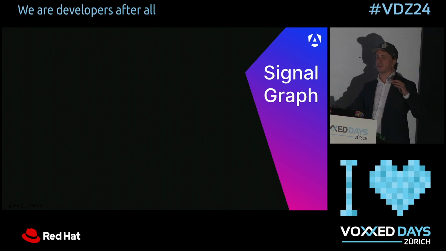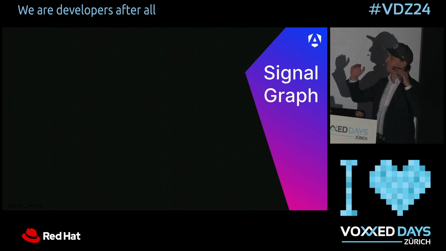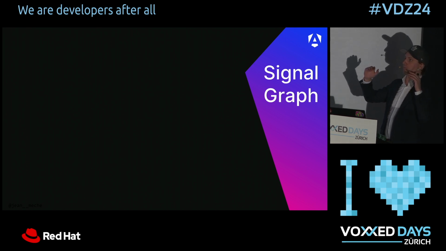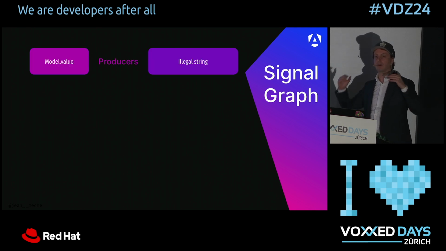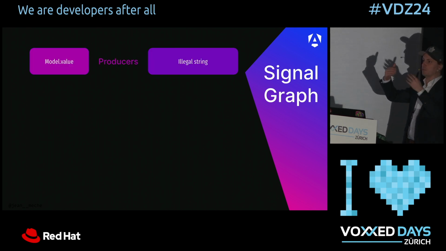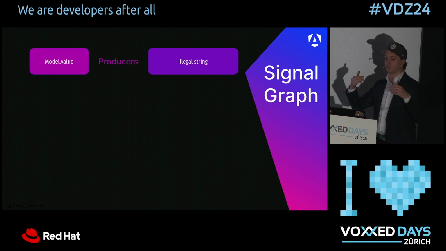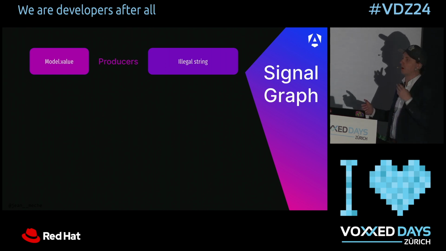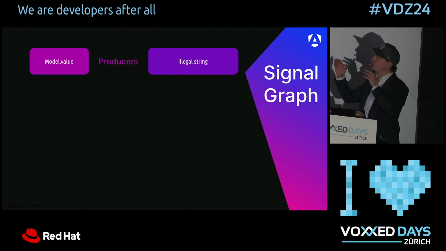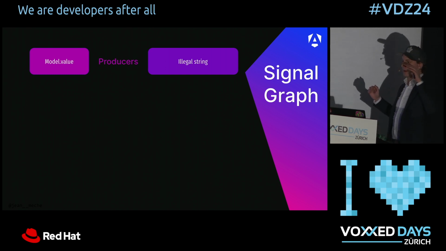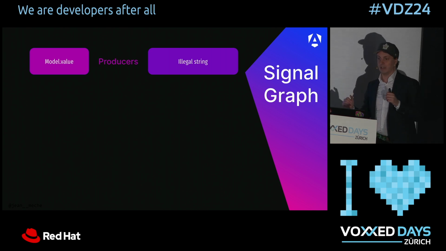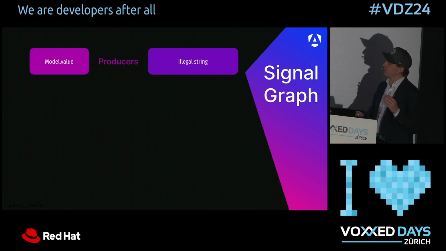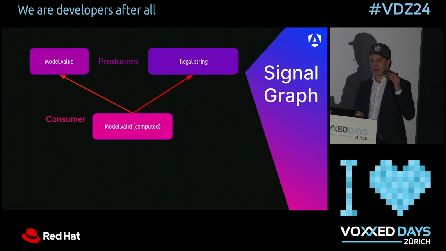A signal graph is just a hierarchy of dependencies. Here we had what we call producers. So a signal is a producer. It produces a value that will be provided to one or several consumers. So the two values we have are, on one side, the model value, and on the other side, the illegal string. And those producers will be consumed by the computed property.